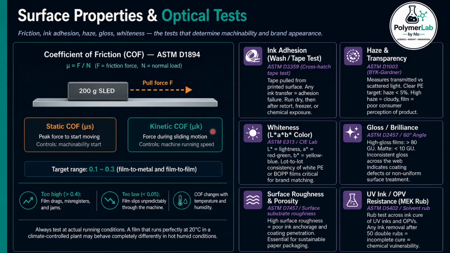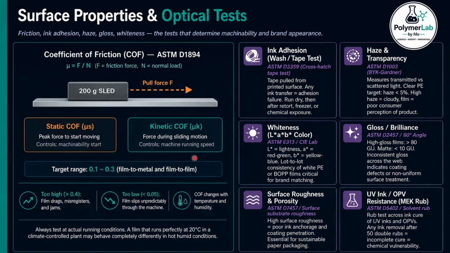The static COF controls how the machine starts a new film cycle. The kinetic COF controls the running speed and the smoothness of the film advance. Target range is between 0.1 and 0.3 for both film to film and film to metal. Too high, above 0.4, and the film drags, misregisters, and jams. Too low, below 0.05, and you lose control of the film. It slips unpredictably through the machine.